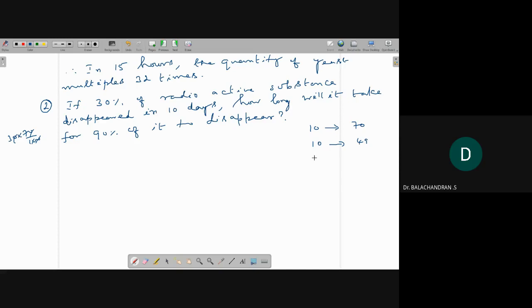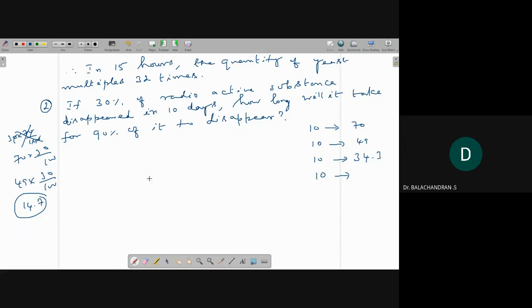Similarly, for the next 10 days, in 49, you should multiply by 30 by 100. So next you should do 49 into 30 by 100. I think I need a calculator, otherwise you should multiply and subtract from 49 and tell the final answer. 14.7, I think this value. Then subtract from 49. 49 minus 14.7 is 34.3.